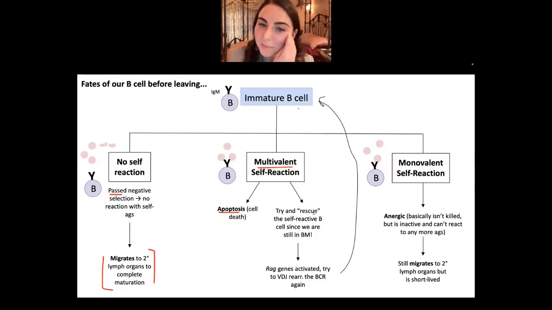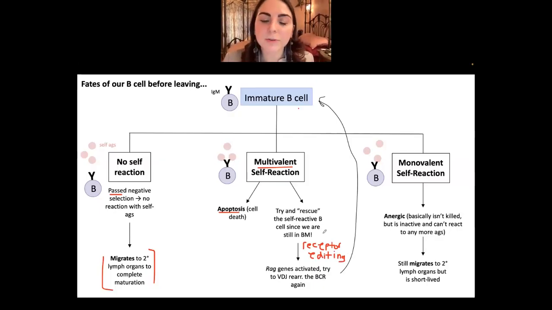Or what can happen is you can try and rescue. The body actually tries to rescue this B cell. It's like, hey, let's give it another shot. We're still in the bone marrow, so we can still go back. We can still go rearrange some more V, Ds, and Js. This is called receptor editing. I'll put it here. I don't know why I didn't write it. You're editing the receptor because it bound to self-reactive antigens very, very strongly. So it's like, all right, something's wrong here.